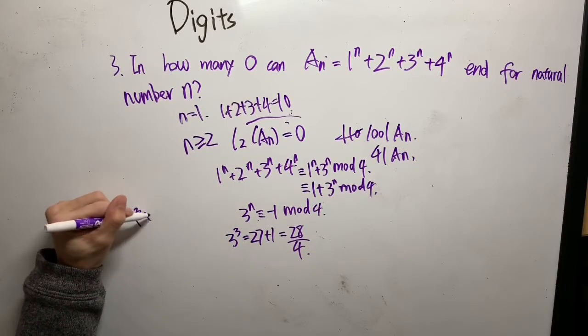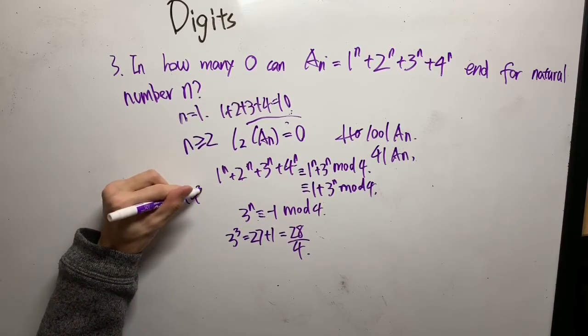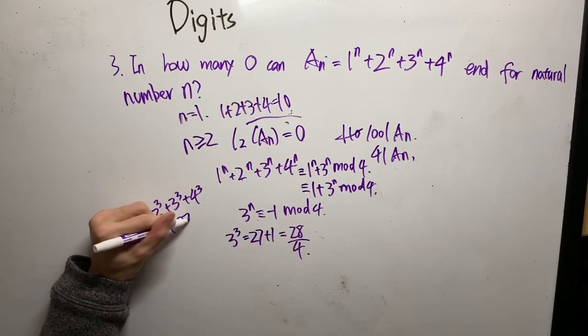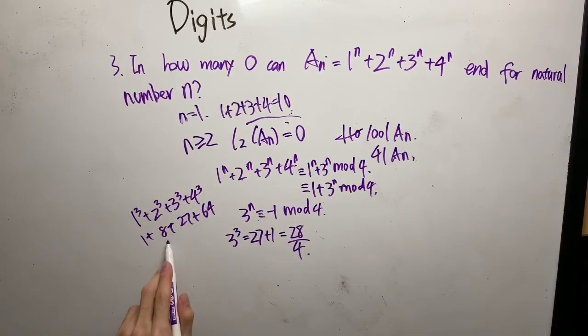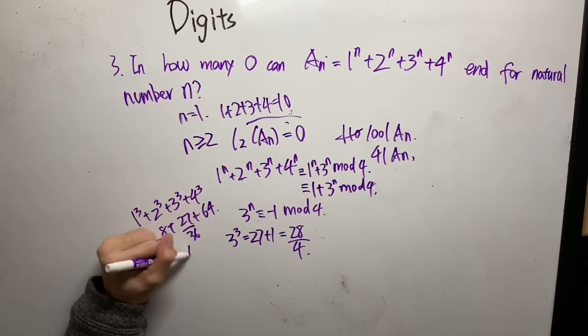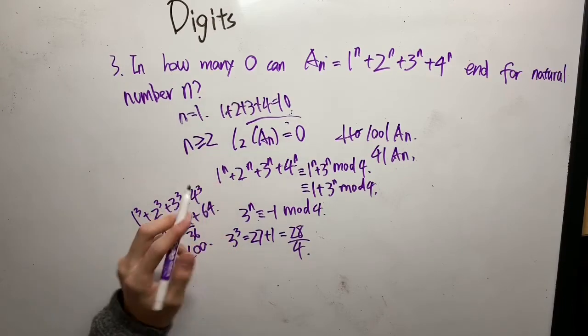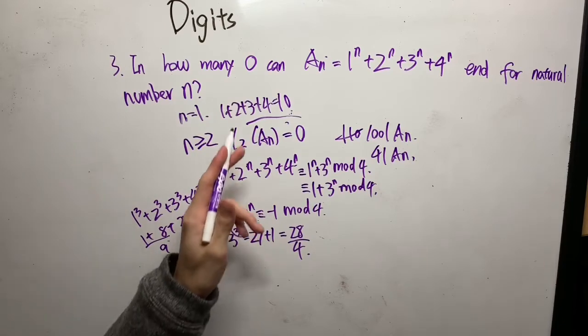1 cubed plus 2 cubed plus 3 cubed plus 4 cubed. We have 1 plus 8 plus 27 plus 64. This equals 9, and that's 36, and that's 100. So when n equals 3, we might end with 2 zeros.